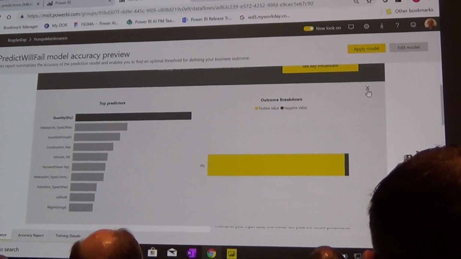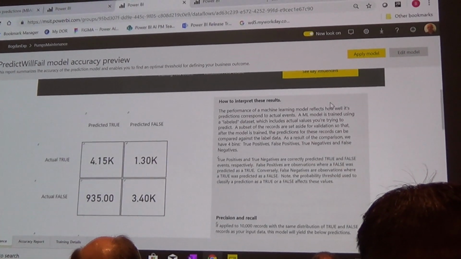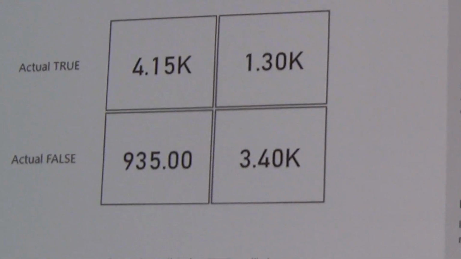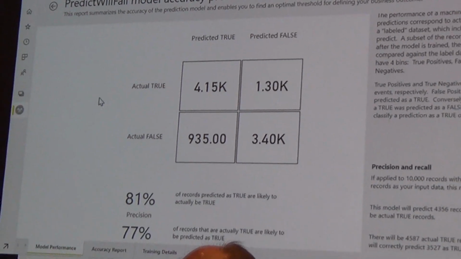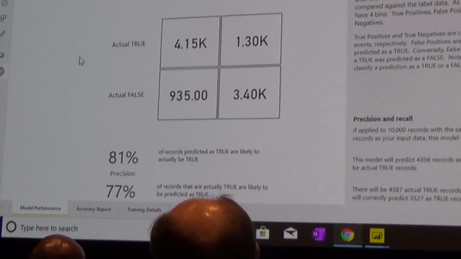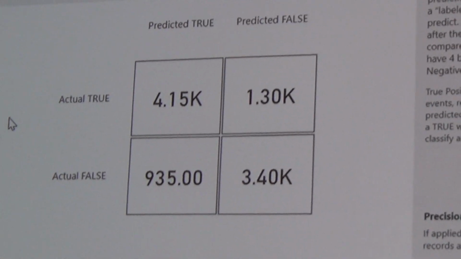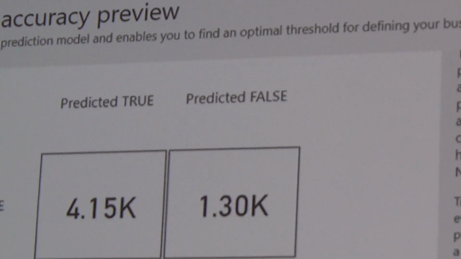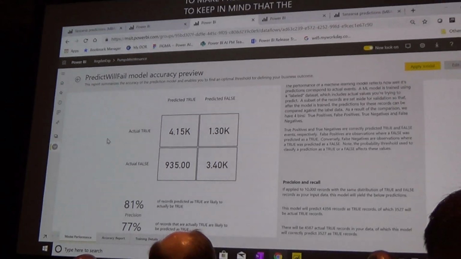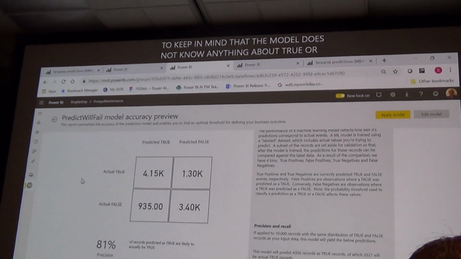And I'll step out of this and go one step further and show you how Power BI tells me something about the accuracy of the model. So a model is never perfect. It may be very useful. A model is going to make predictions. But you have to keep in mind that the model does not know anything about true or false. The model is a mathematical construct which is going to yield a number. It's going to produce a number between 0 and 1, and we choose to call that number a probability.